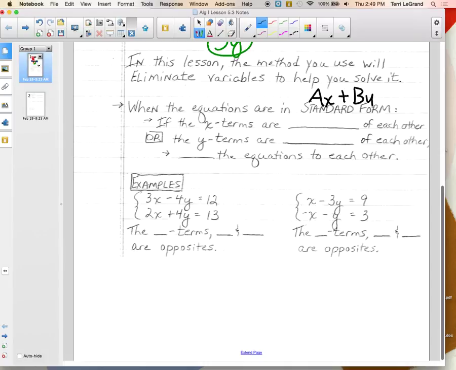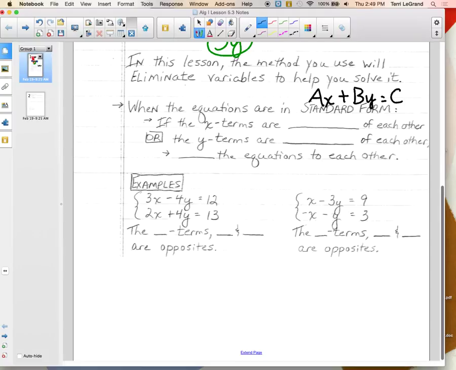B, capital B, y equals capital C for the constant. ax plus by equals c. That's standard form. So when the x's and the y's are together on the same side, and the constant is on the other side, we have our equation in standard form.